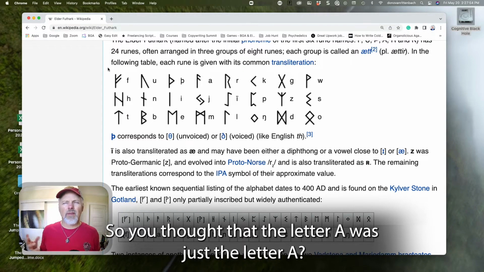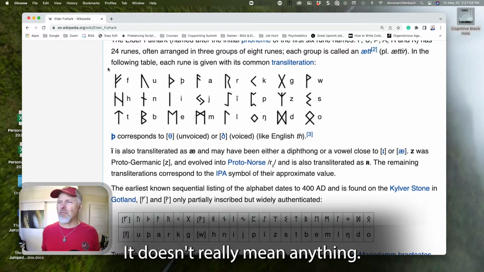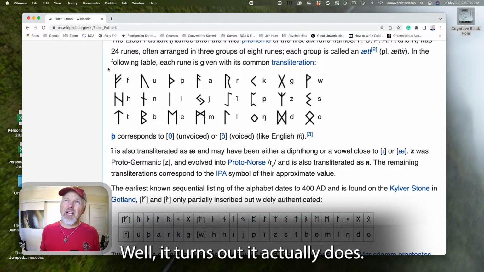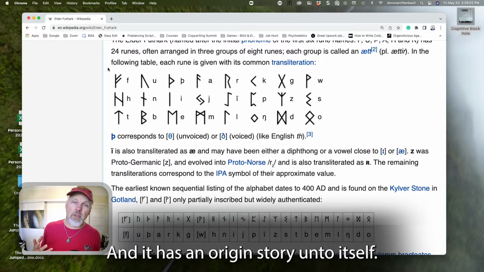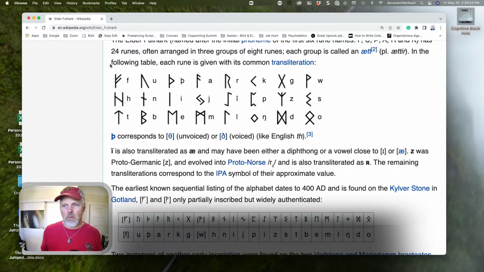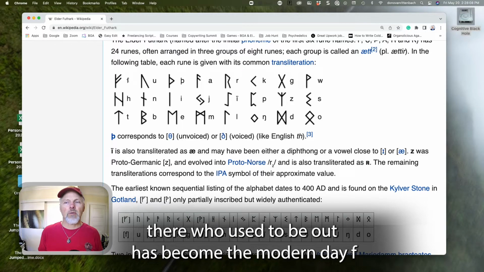So you thought that the letter A was just the letter A. It doesn't really mean anything. Well, it turns out it actually does, and it has an origin story unto itself. For example, right? Fehu used to be F, and has become the modern day F.